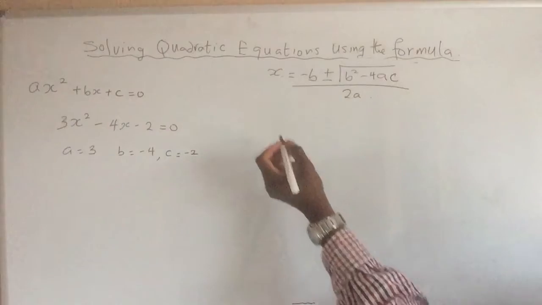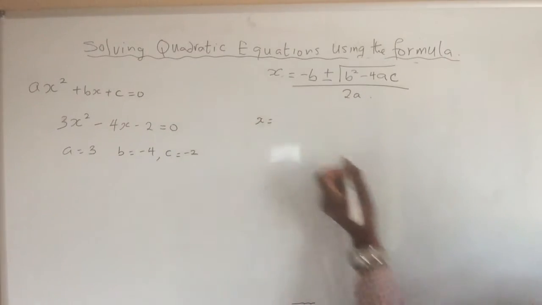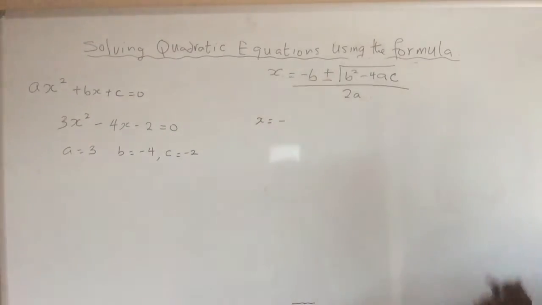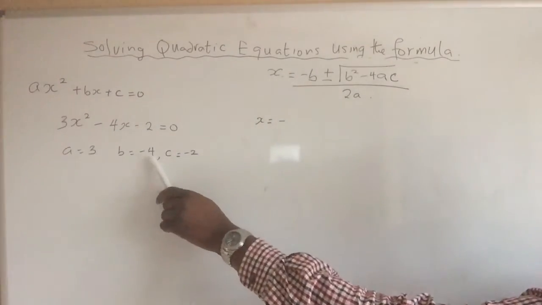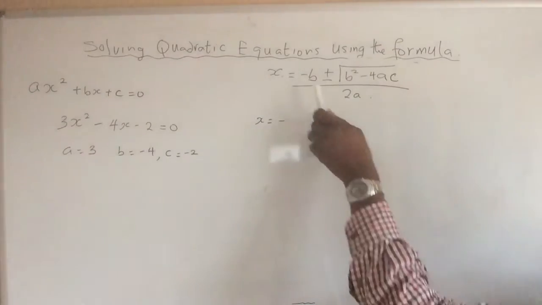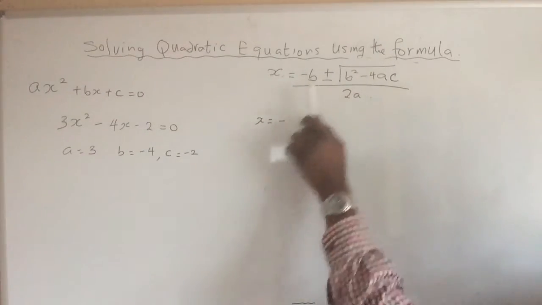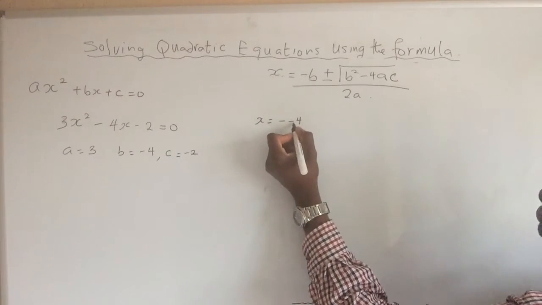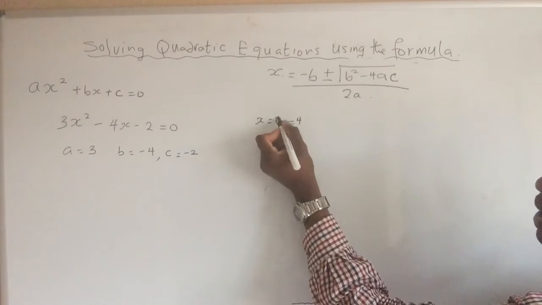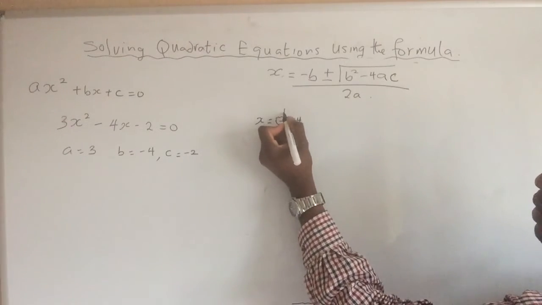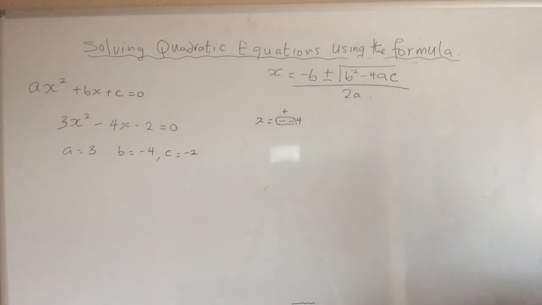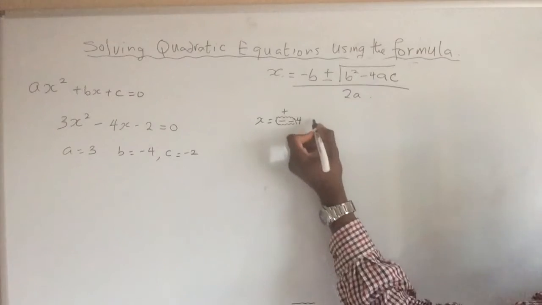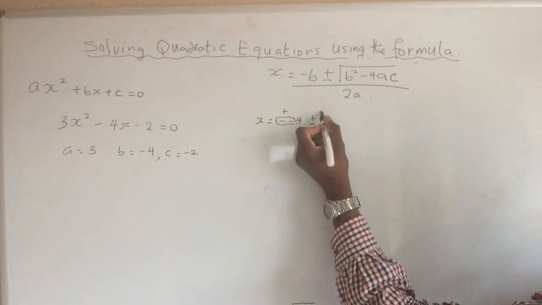Okay, so with this, I have x equal to negative. I'm going to write the negative first because it's part of the formula. And b says minus 4. So there's a negative here, which I've written down, but b says negative 4, so I'm going to write another negative 4. Now, we know in maths that these two negatives become a positive. So that's negative negative 4, which is a positive 4, plus or minus the square root.